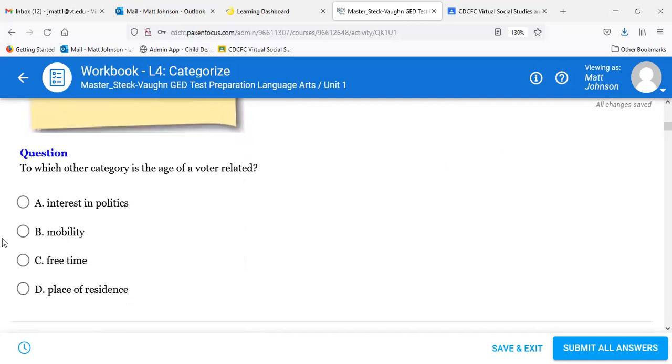Okay. All right. So first question here. To which other category is the age of a voter related? A, interest in politics. B, mobility. So B, as in boy, for question one.